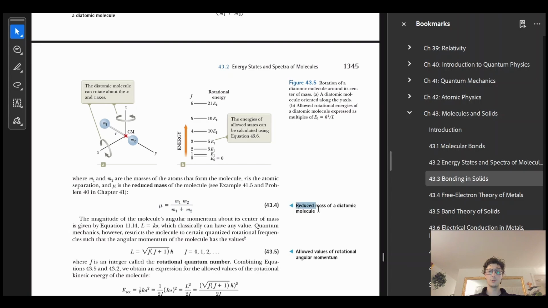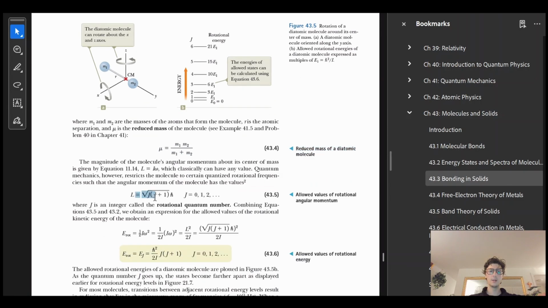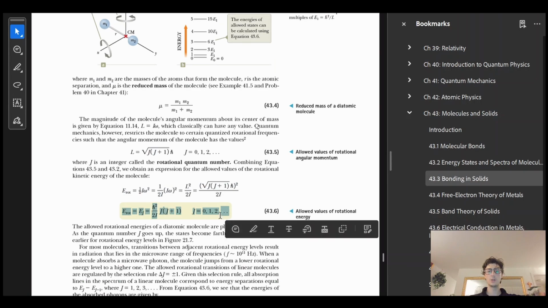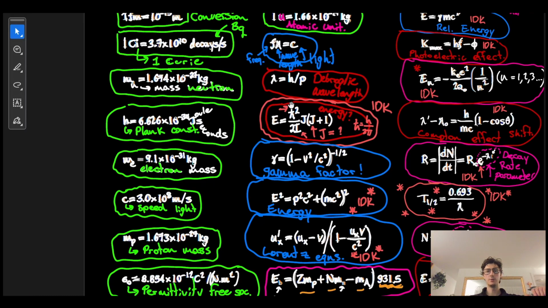Here it is, reduced mass of a diatomic molecule. They derive the equation a little bit, and then here's the equation as we see it in the equation sheet. Except they don't tell you that J can be 0, 1, 2. They don't tell you that this is rotational. They just tell you E is equal to this.